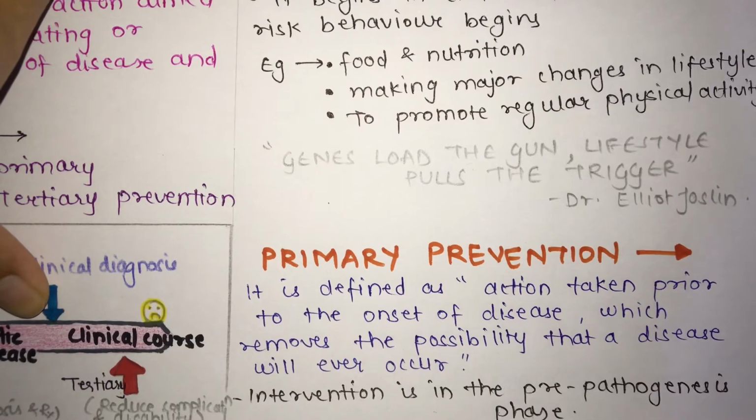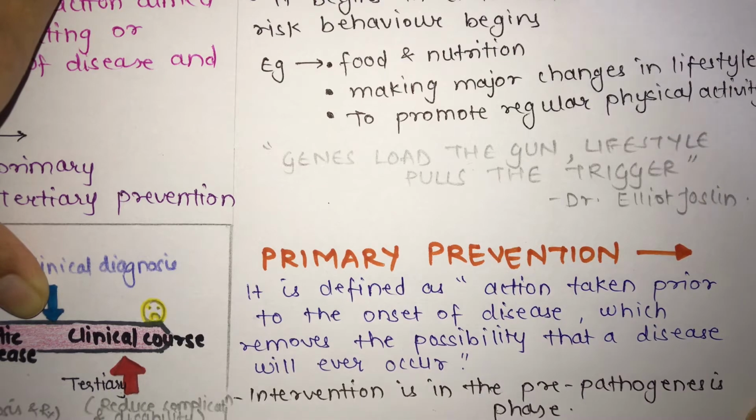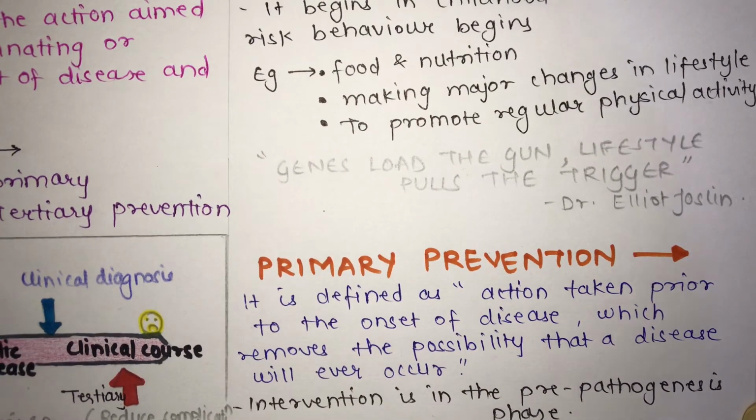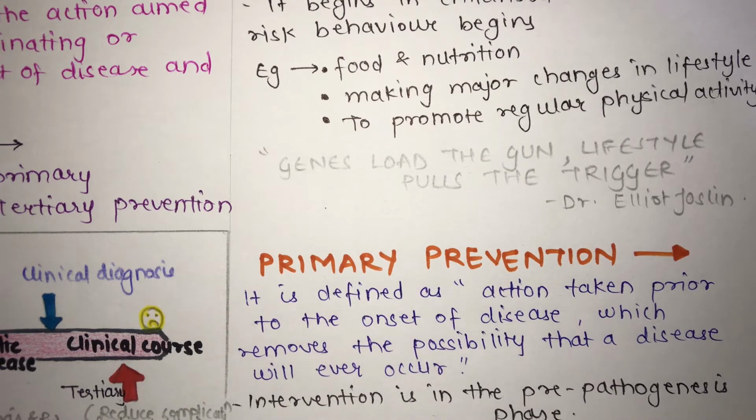So then the primary prevention. Primary is defined as the actions which are taken prior to the onset of the disease, which removes the possibility that a disease will ever occur. So primary and primordial are both before the onset of the disease, but primordial is when you are promoting good lifestyle, good food and nutrition, and in primary you're doing some procedures, or even promoting health. So they are the actions which are taken prior to the onset of the disease, which removes the possibility that the disease will ever occur.